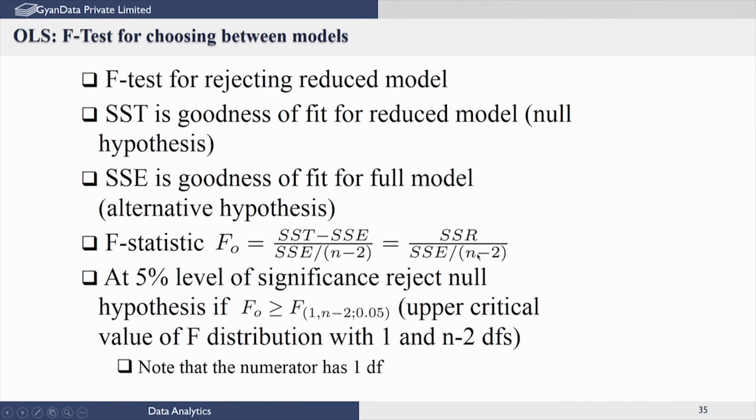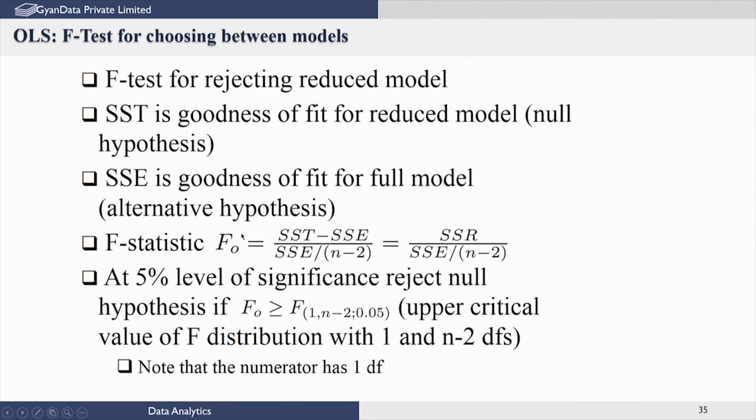SSR divided by this normalizes this quantity, and we can show formally that it is an F statistic because it is a ratio of two squared quantities, and each squared quantity is itself a chi-squared variable because it is a square of a normal variable. Therefore, this is the ratio of 2 chi-squared, and we have seen in hypothesis testing the ratio of 2 chi-squared variables is an F distribution with appropriate degrees of freedom. The numerator degrees of freedom is 1, the denominator degrees of freedom is n minus 2.